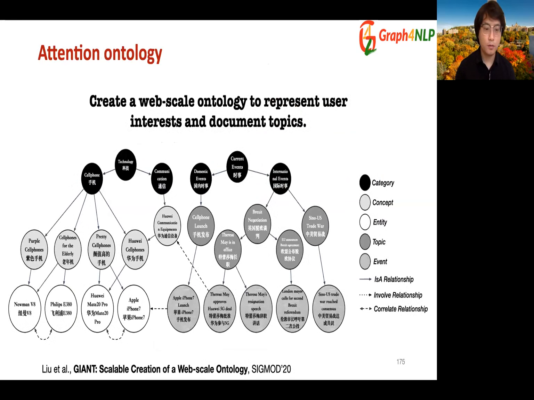So we propose the GIANT system to create an attention ontology. Basically, this ontology contains heterogeneous nodes and edges. You have different categories or concept nodes, entity nodes, types of events, and you have the isA relationship, involved relationship, or correlated relationship. So basically the main problem here is how we can extract different phrases, basically the concept nodes and event nodes, to be added into this GIANT attention ontology and identify the correlations here.